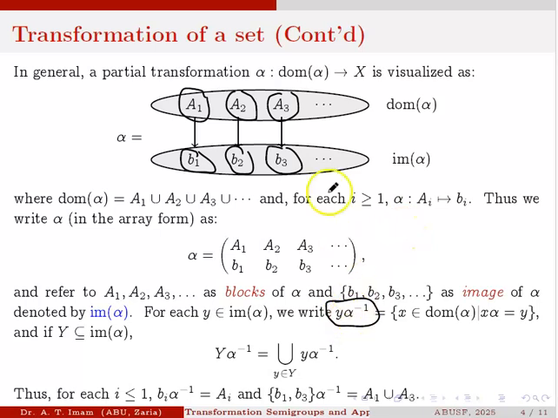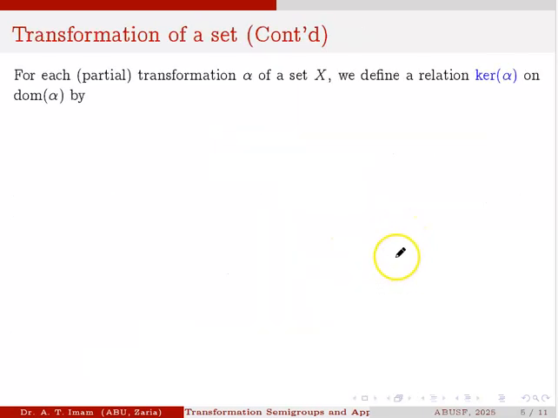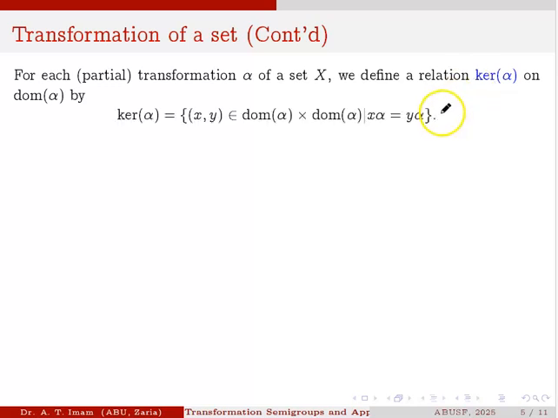So all this we are introducing notations, and yet again for each partial transformation alpha of the set X, we can define a relation, the kernel of alpha, on the domain of alpha. So this relation is defined on the domain of alpha in this way. Kernel alpha is the set of all ordered pairs (X, Y), meaning X will be related to Y, with X and Y coming from the domain of alpha, if and only if X alpha is equal to Y alpha. So this is a kind of saying two elements are related if they have the same image.